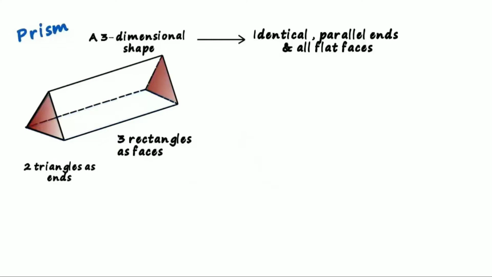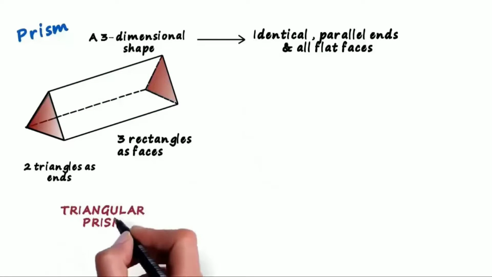Now we look at the definition. It says that the ends are identical and parallel. They are identical since both are triangles, and both the triangles are parallel to each other. The definition also says that all its faces should be flat. And in this figure, all faces are flat, they are rectangles. This, by the way, is called a triangular prism.